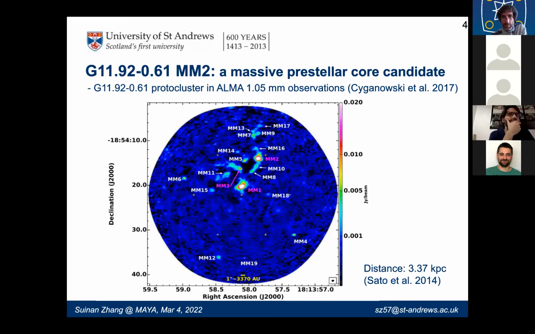G11 MM2 is located in the massive protocluster called G11 at a distance of 3.37 kiloparsec. And here I'm showing the ALMA 1.05 millimeter dust continuum of the G11 protocluster. Here you can see MM2 is here. And just 0.10 parsec away, there's a proto-O-type star, MM1, here.